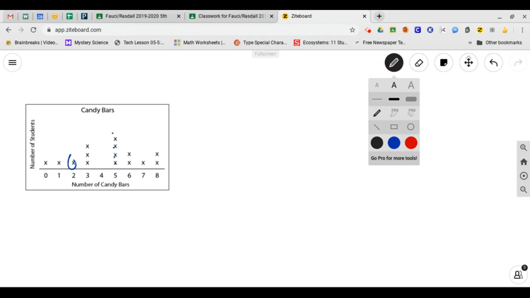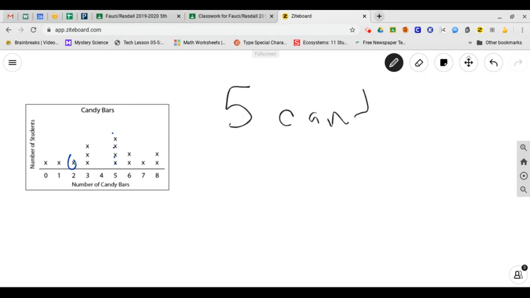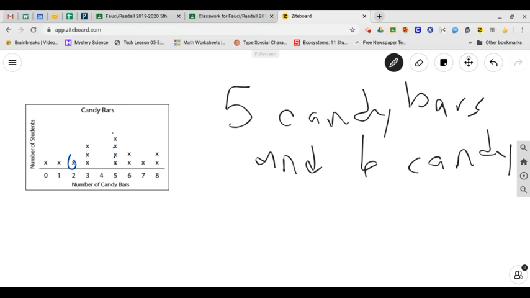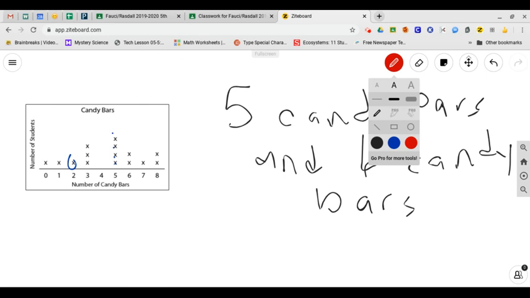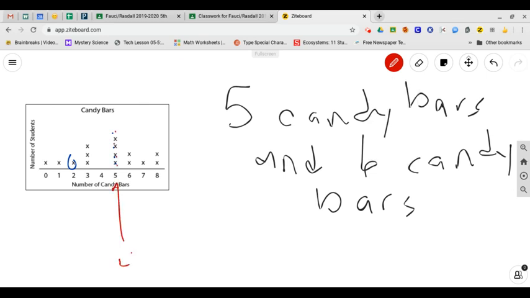What was the difference between the number of students that had 5 candy bars versus the number of students that had 6 candy bars? If I wanted to know the difference between 5 candy bars and 6 candy bars, I would have to find out my information first. How many kids have 5 candy bars? Well, it's 1, 2, 3, 4. How many kids have 6 candy bars? That's 1, 2. So I got a 4 and I got a 2. So I would do 4 minus 2, and the difference would be 2.